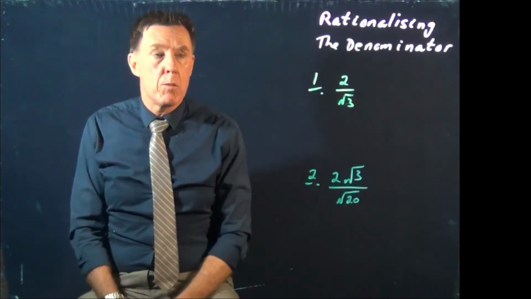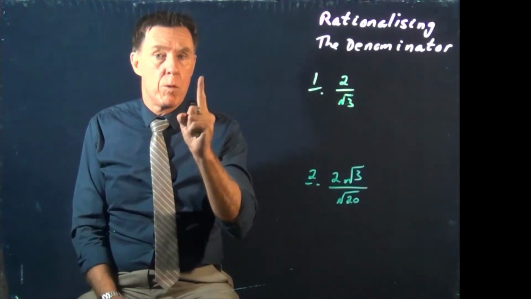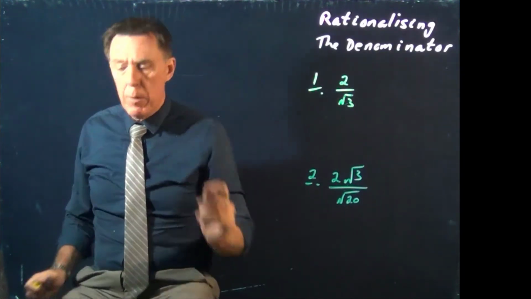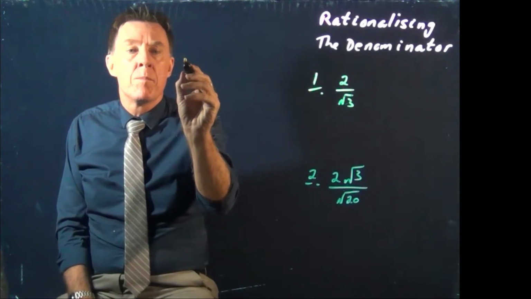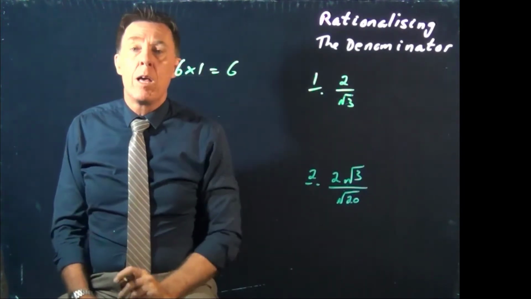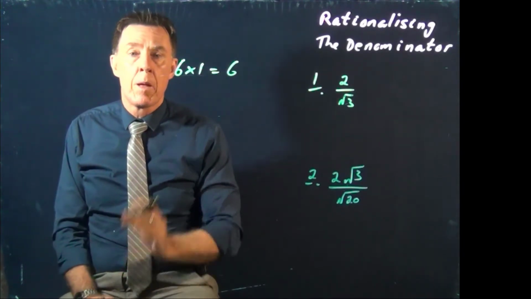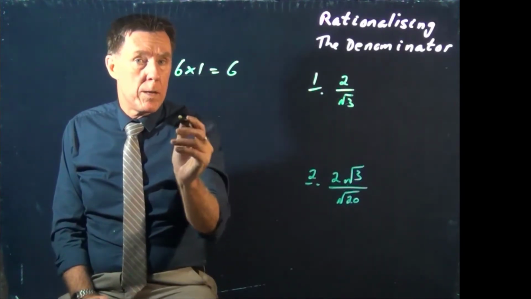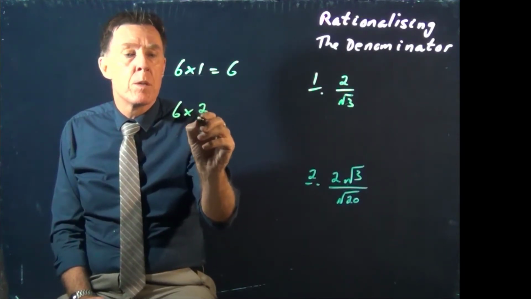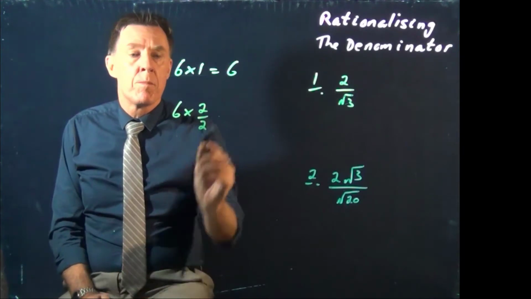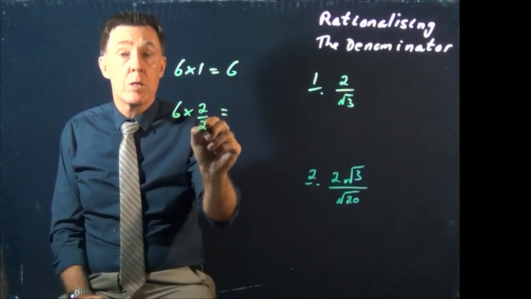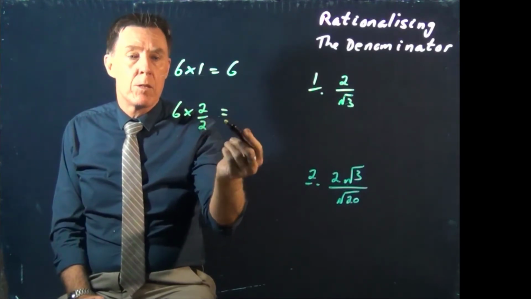Well, surprisingly, what we do is we multiply through by 1. What does that look like? Let me give you an example here. How about if I gave you the number 6? If I multiplied it by 1, I haven't changed its value at all. But I could multiply that by 1 in a different way. What if I took the number 6 and multiplied it by the fraction 2 over 2? What would that equal? Well, 2 divided by 2 is just 1. The answer would still be 6.